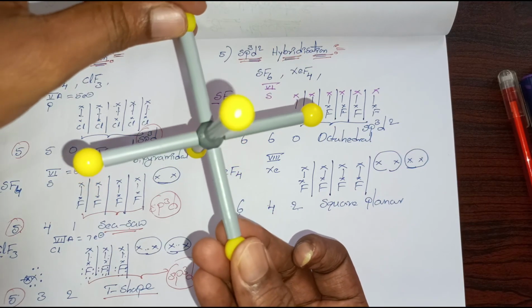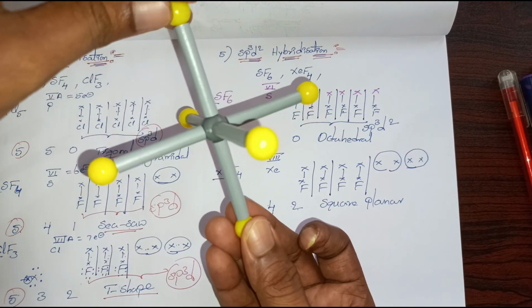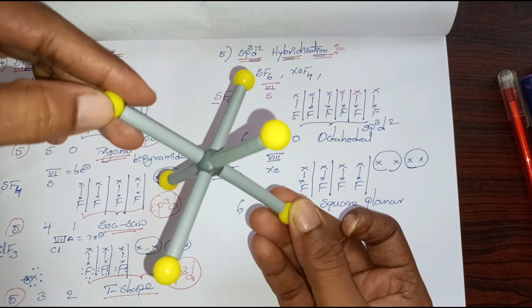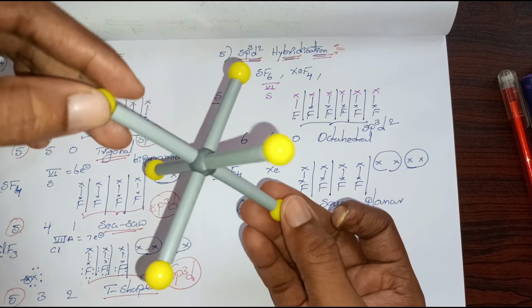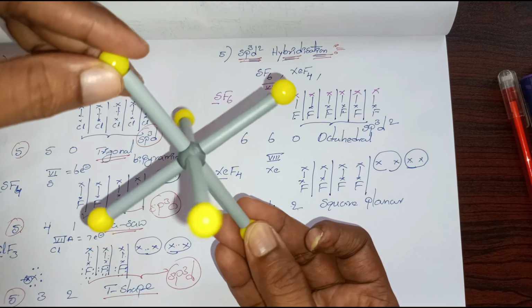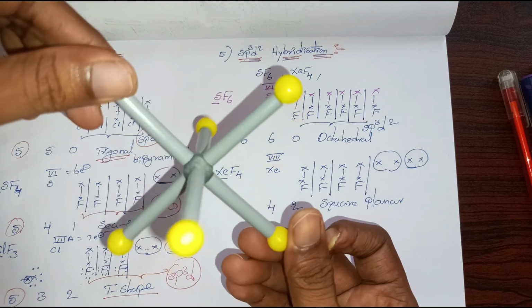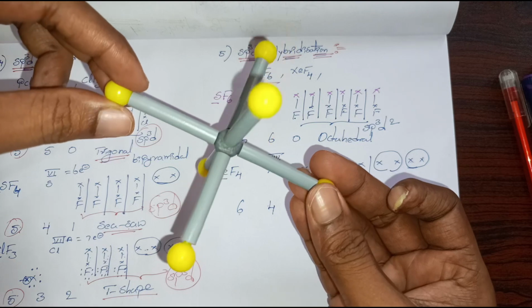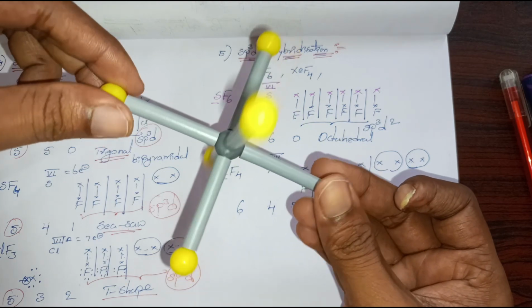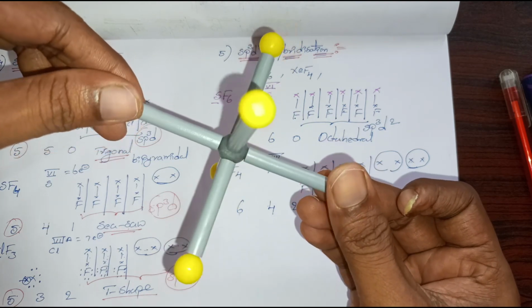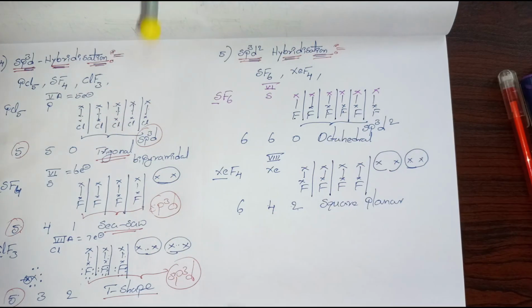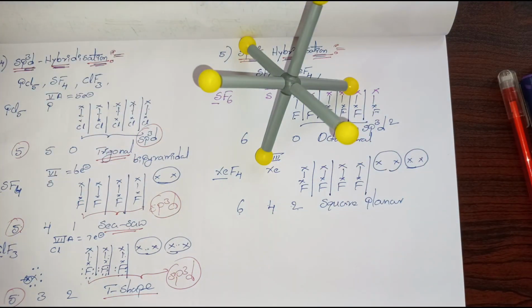Four fluorines are in the same plane. Of the remaining 2 fluorines, one is above the plane and another is below the plane. The remaining 4 fluorines exist in the same plane. That is SF6. Next, square planar.